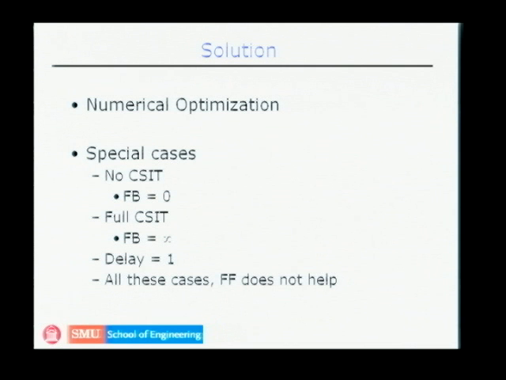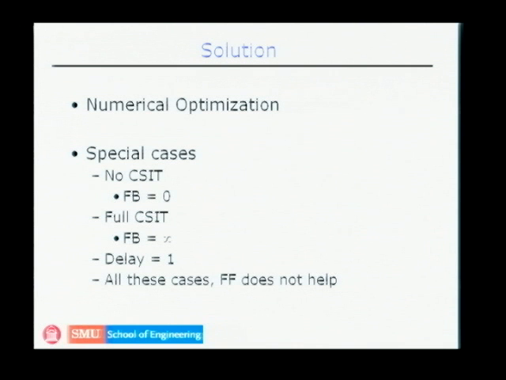And at the other extreme, where the delay is 1, what a delay of 1 effectively means is that if a packet comes, it has to be immediately sent. You cannot do anything about it. If that is the case, then there is no rate control, nothing. Whatever comes, you just send it. In that case, feed forward does not help. So these are all extreme cases where the feed forward does not help. But when you have a finite number of bits of feedback and you allow a delay of greater than 1, which corresponds to a buffer of greater than 1, in those cases the feed forward does indeed help.